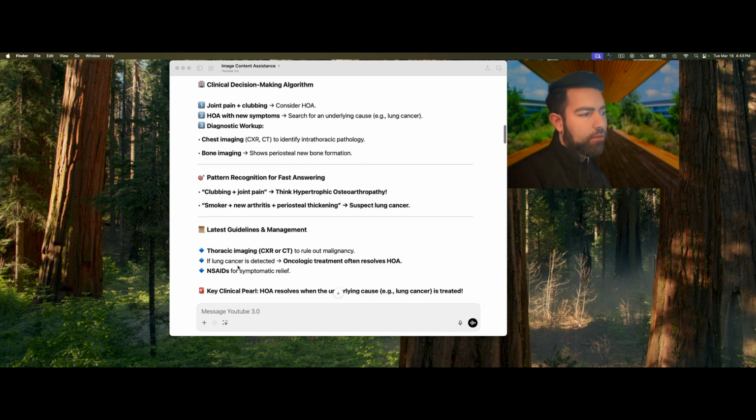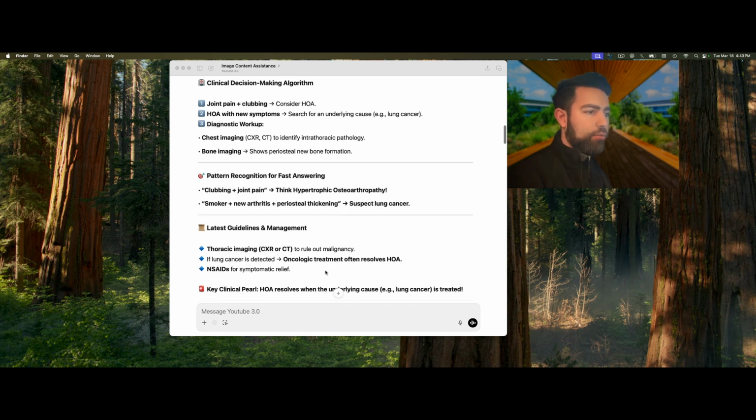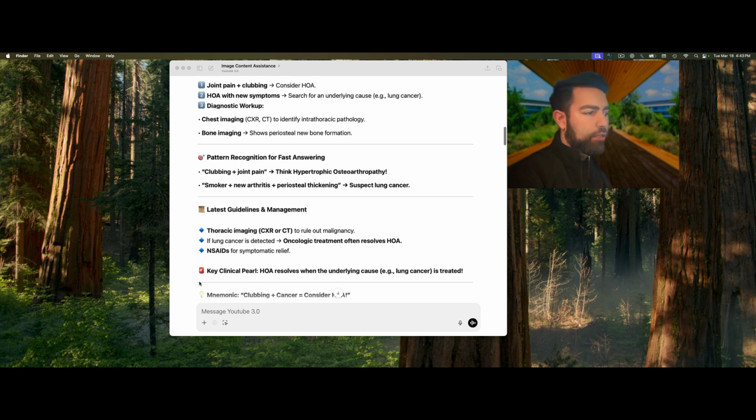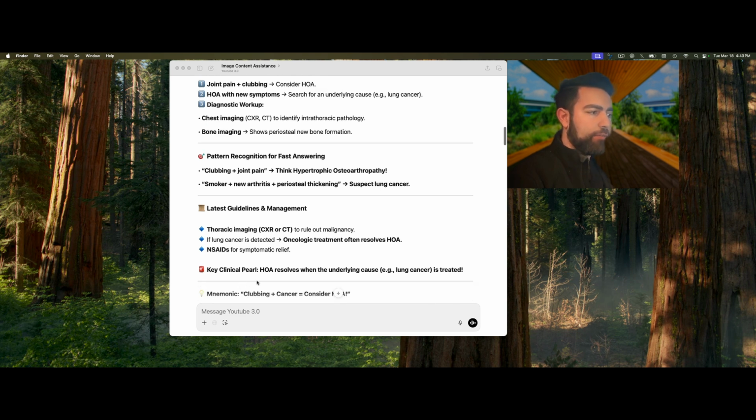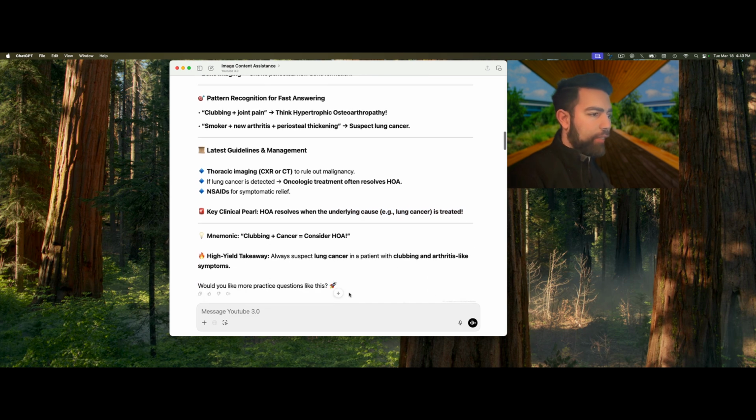And then if lung cancer is detected, once you treat the lung cancer, the HOA should resolve. And you can use NSAIDs for just symptomatic relief. And the key clinical pearl, again, you don't need to treat HOA per se. You treat the underlying cause. Okay, and just remember the high-yield takeaway: suspect lung cancer in a patient with clubbing and arthritis-like symptoms. All right. Especially someone who has a history of smoking.